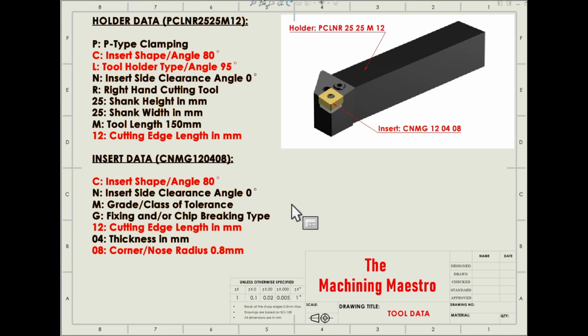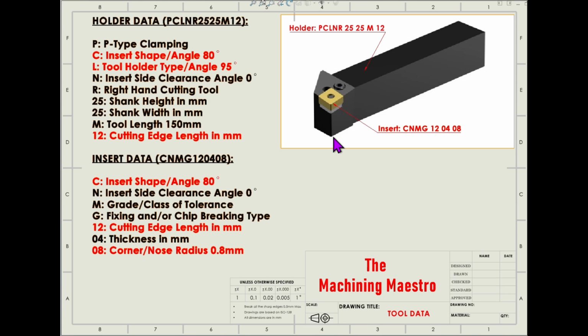The designation says C is the insert shape or insert angle, which is 80 degree. N is the insert side clearance angle, which is 0 degree. The clearance angle produced over here is 0 degree. M is the grade of tolerance or class of tolerance. There are many grades and classes of tolerance; M is one of them. And G is the fixing type or chip breaking type. Inserts are always designed with some chip breaking designs or fixing designs. There are many kinds of such designs, and G is one of them.